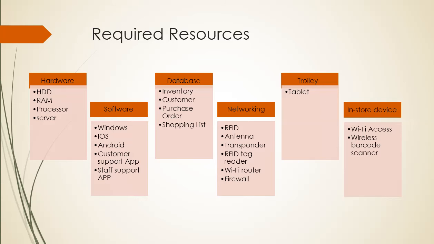The resources required for the smart shopping trolley are, in hardware, hard disk, RAM, processor and server. Software wise, it will require Windows, iOS, Android for the tablets, a customer support application to support the customer and a staff support application to support the staff. For databases, it will require an inventory database, customer database, purchase order database, shopping list database, and on the networking side, it will require the RFID antenna, transporter, RFID tag reader, Wi-Fi router, and firewall.